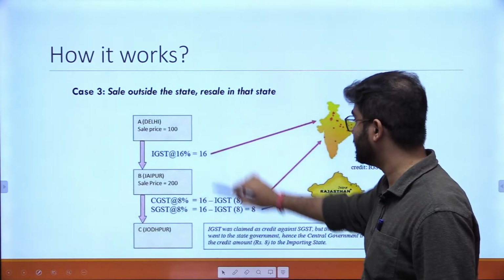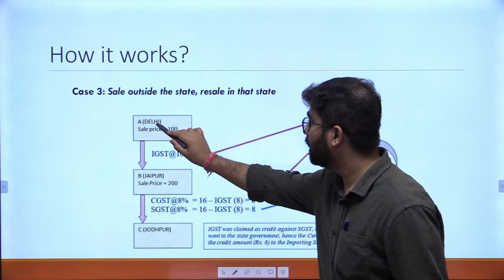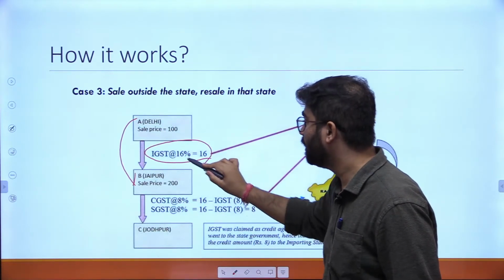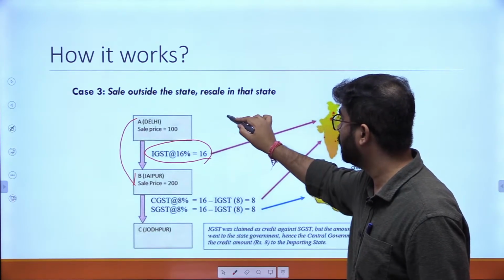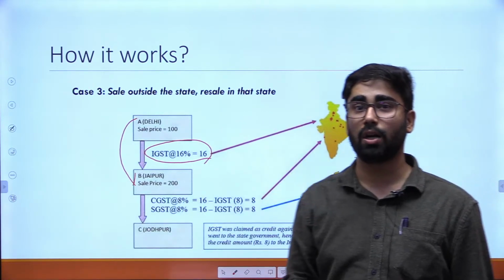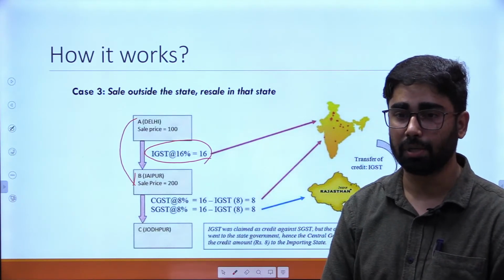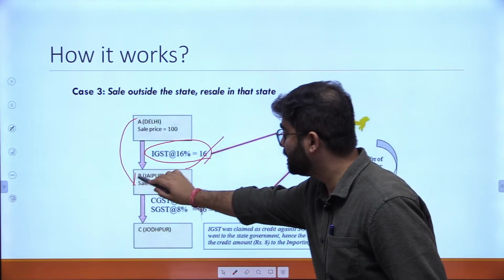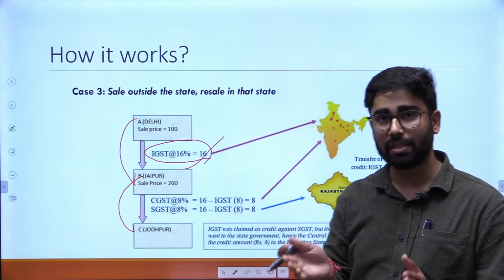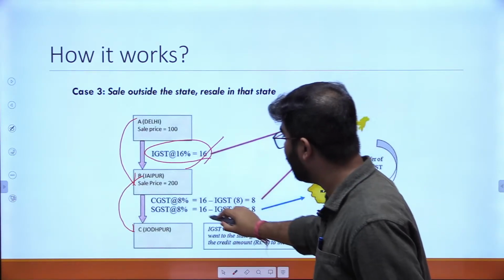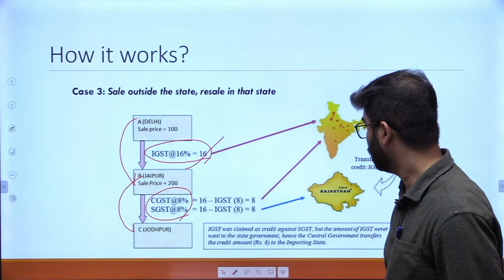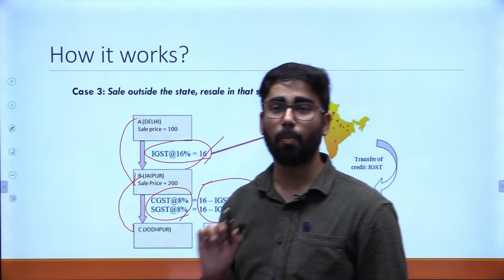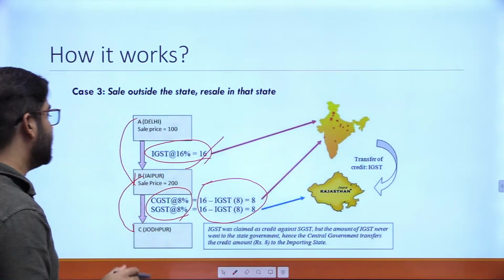Similarly, sale outside the state and resale in that state: when a sale is made from Delhi to Jaipur, that is from Delhi to Rajasthan, there will be IGST levied at the rate of 16%. Remember that in the earlier example, SGST was at 8% and CGST was at 8%. Now IGST is being levied at 16%. Then after Jaipur there is a sale in Jodhpur, which is in the same state of Rajasthan, so CGST and SGST were levied there. Okay, and input tax credit of IGST was claimed. I hope all of you understood this concept of how GST works.